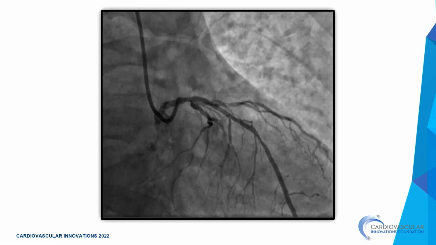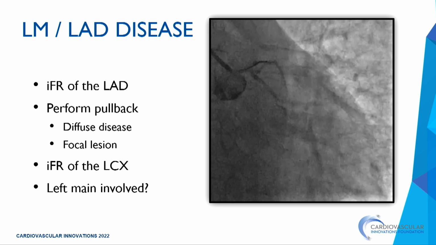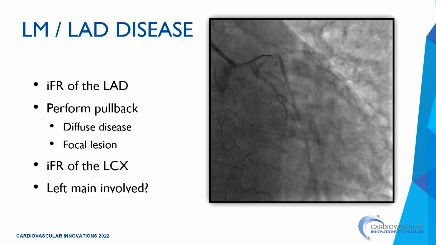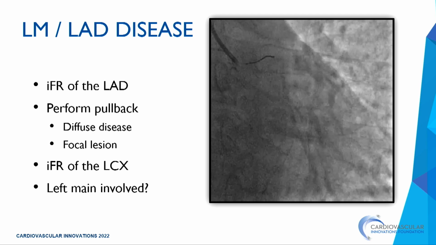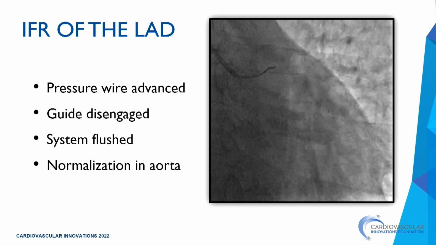especially since he has angina. So the plan is to do iFR of the LAD and perform a pullback and see if this is a diffuse disease versus a focal disease. I think it's already covered in a previous talk in different sessions. And also to evaluate the circumflex, if that's involved, and maybe whether it is a left main disease or not.